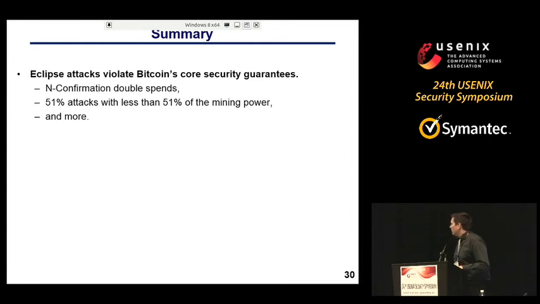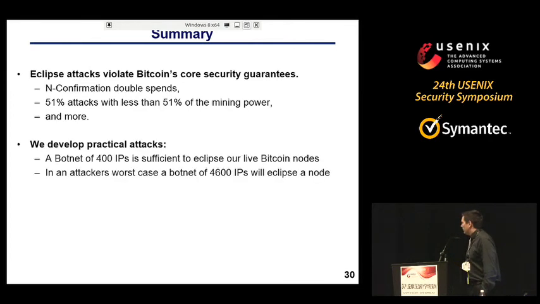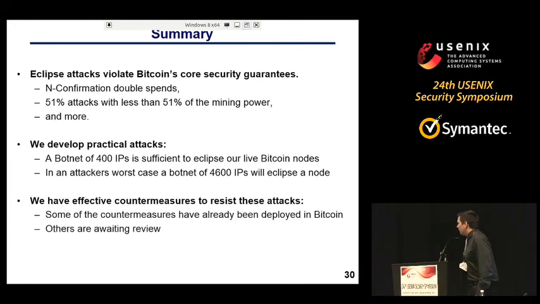So in summary, Eclipse attacks violate Bitcoin's core security guarantees. These attacks are practical. Even a very small botnet can pull them off against realistic Bitcoin nodes. And we currently have countermeasures to resist these, and some of these countermeasures are already deployed and protecting Bitcoin.